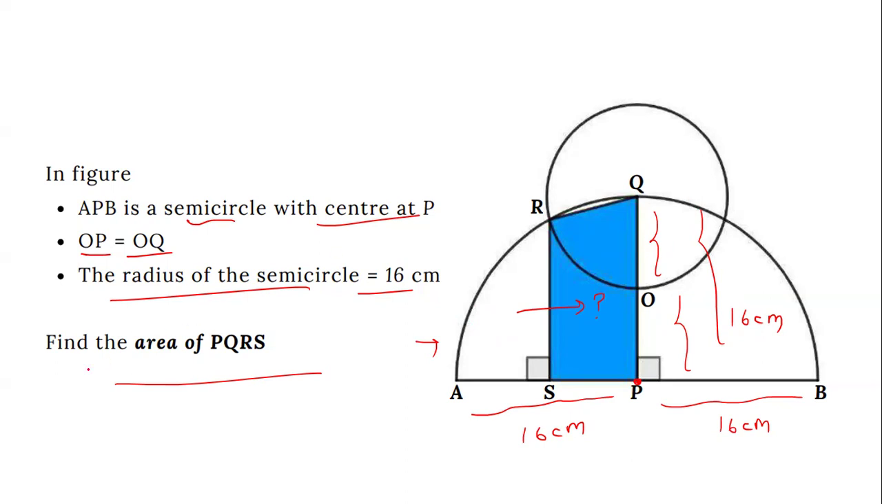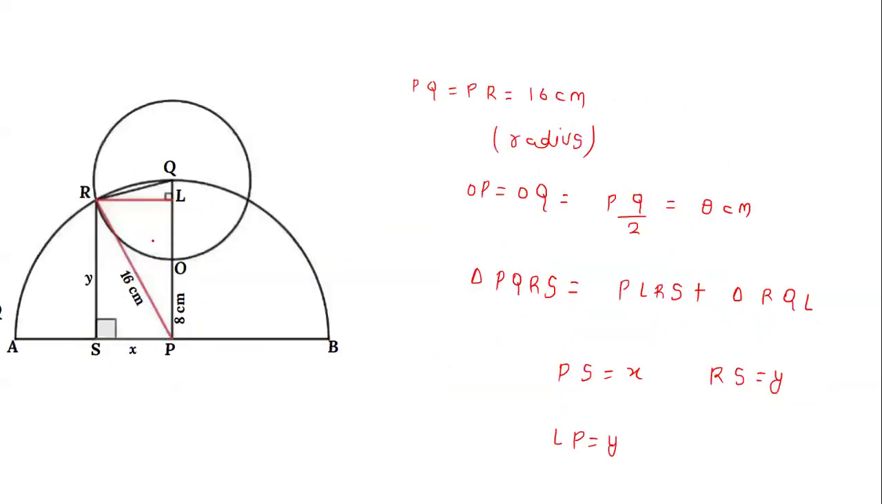So let's see how we can solve this. You see this figure. From the point R, if you draw one perpendicular to the line PQ, this will cut this line at the point L, and here it is 90 degrees. And now this PQRS is divided into two parts. One is this rectangle, you can see the rectangle PLRS, and one triangle, the RQL triangle.